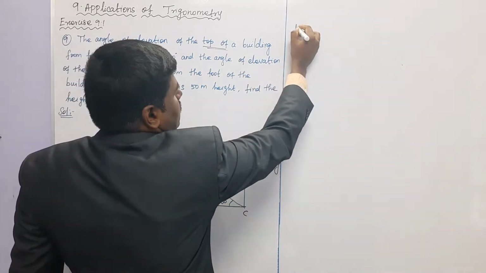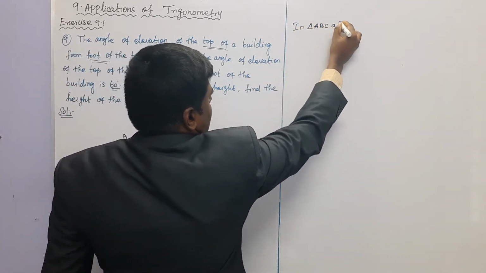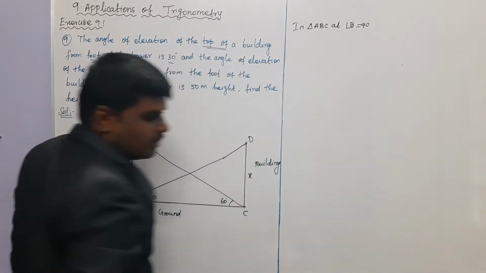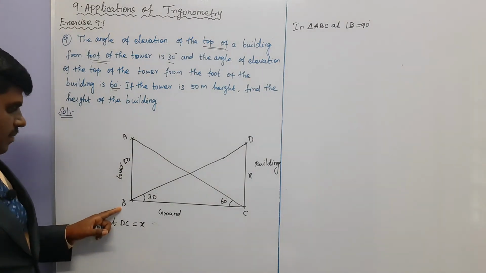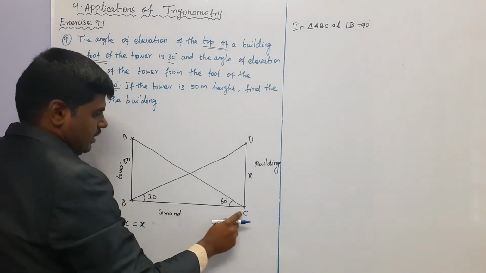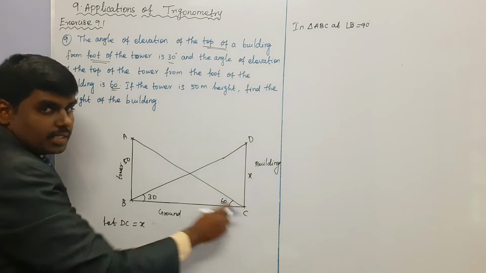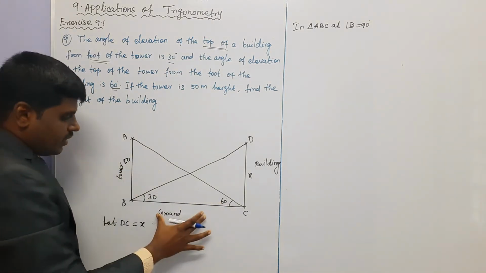So in triangle ABC, the angle at B is equal to 90 degrees. In the same way, in triangle ABC, first I will take the opposite side, which I know, and I find the adjacent side.